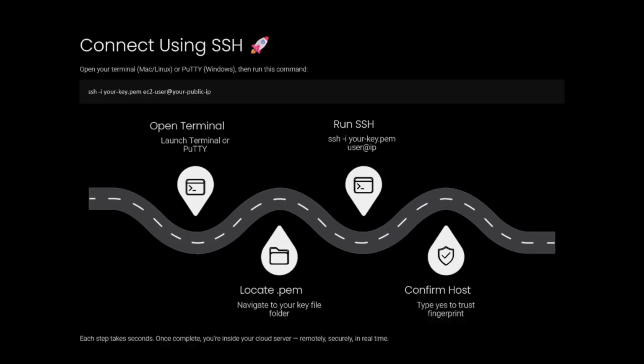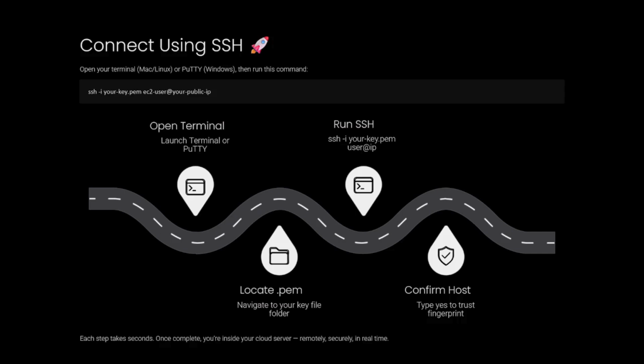Connect using SSH. Now comes the exciting part, connecting to the EC2 server. If you are using Mac or Linux, you can use the terminal. If you are using Windows, many users prefer PuTTY. First open the terminal, then navigate to the folder containing your PEM file. After that, run the SSH command shown on the screen. This command tells your laptop which key to use, which user to connect as, and which server IP to access.